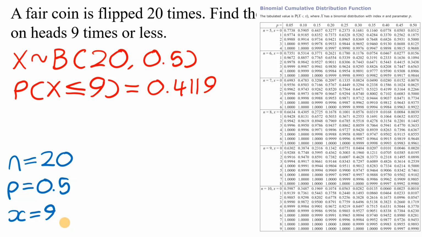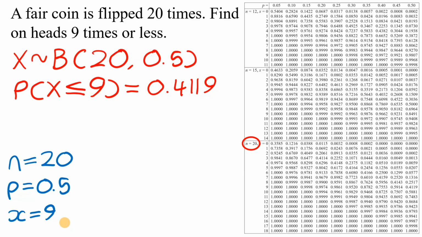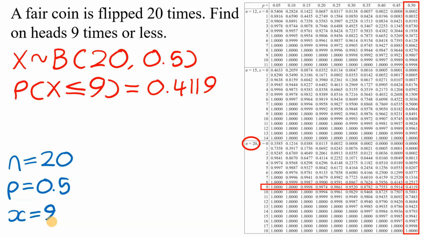The way that you use it is, firstly, you need to find the n is equal to 20 segment in the table. At the top of the table, it has probabilities ranging from 0.05 to 0.50. So the probability that we have is 0.5. We're looking at this column here, and then in the n is equal to 20 segment, we are looking for where x is equal to 9, which is here. If you look at this entry in the table, you can see that it says 0.4119, which is what we figured out using the calculator. So this is another way that you can find these values, using this table.